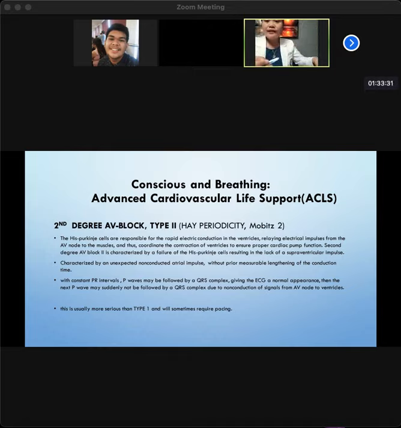Okay? Intindihan? So, it is usually more serious than type 1 and will sometimes require pacing. Okay? Ito na yung kailangan mo nang magbigay ng pacemaker. Okay? Kung walang permanent, then yung temporary muna. Okay?